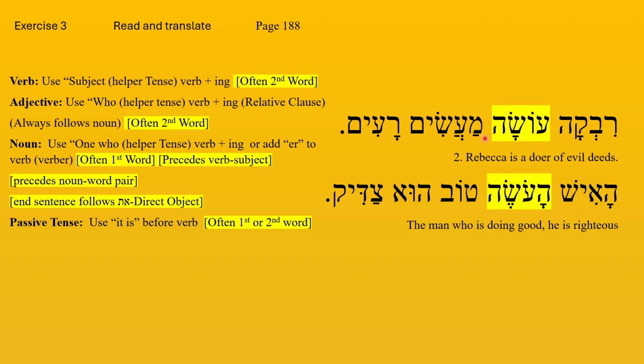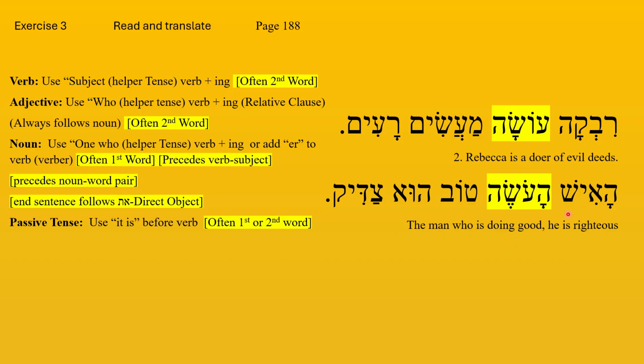And again, this whole subject, Rebecca, who is one who is a doer, and that gives you your word pair form of evil deeds.